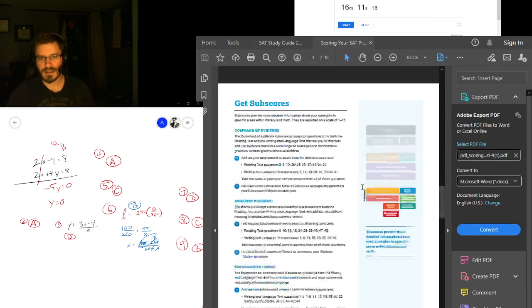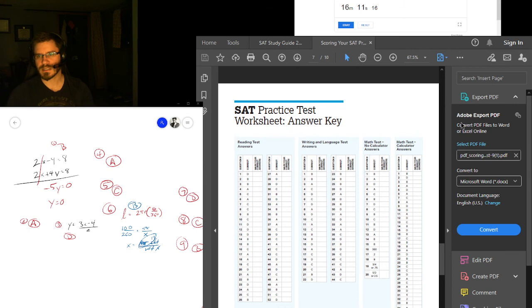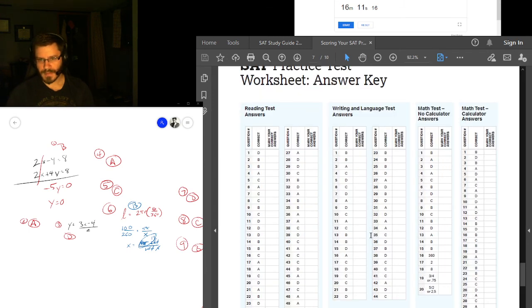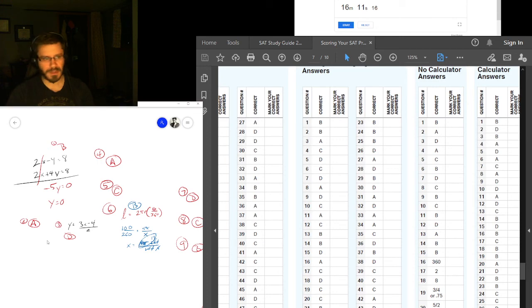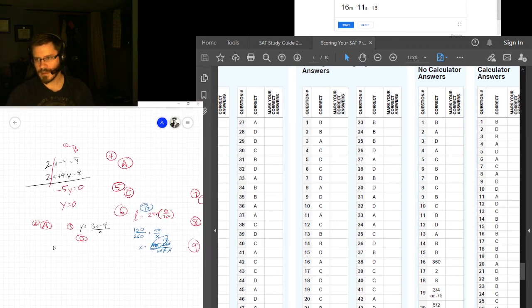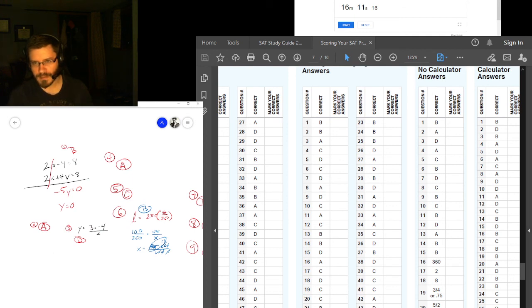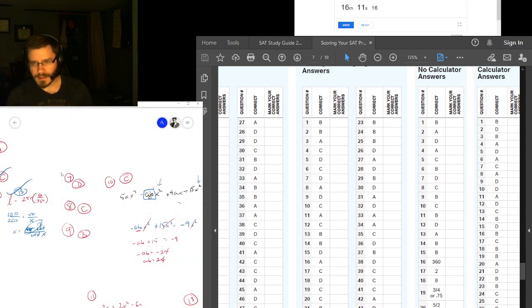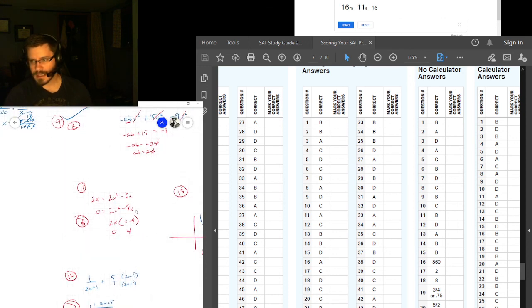All right. Is that an answer key? There it is. So no calculator, number 1. You said B. Number 2 said A. Number 3 said D. Good. So 1, 2, 3. 4 said A. 5 C. 6 B. 7 D. 8 C. 9 B. 10 C. 11, I said B. Good.